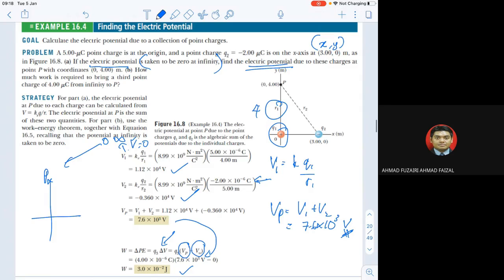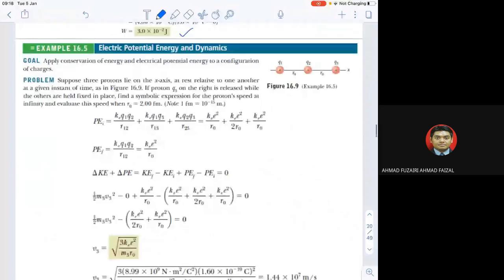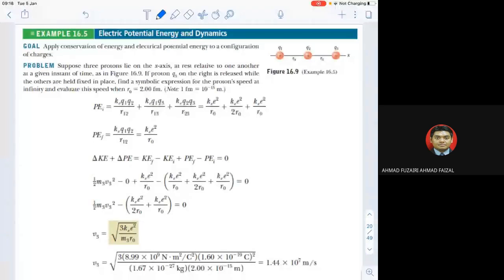Okay, that should be the electric potential energy. Now we have another example. Suppose three protons lie on the x-axis at rest relative to one another at a given instant of time. If proton Q3 on the right is released while the others are held fixed in place, find the symbolic expression for the proton speed at infinity and evaluate this speed.